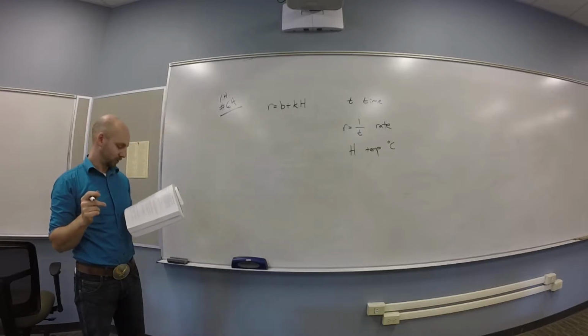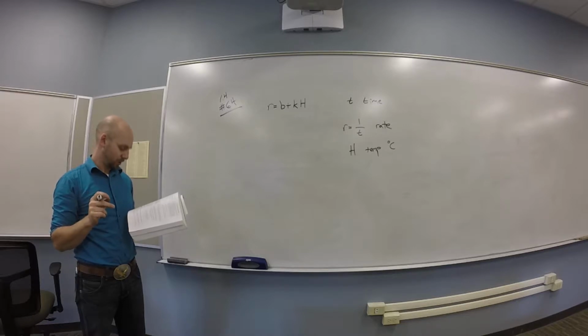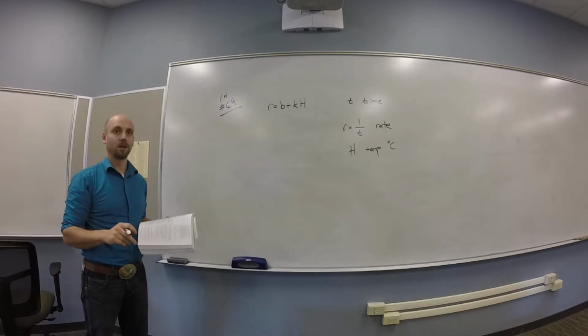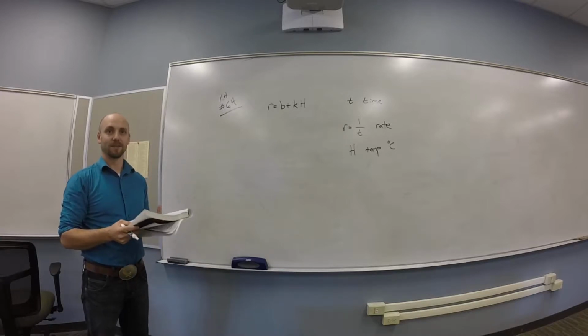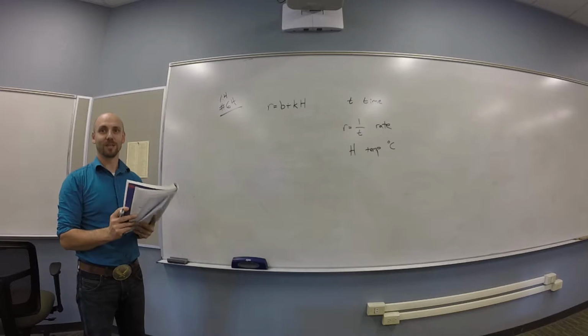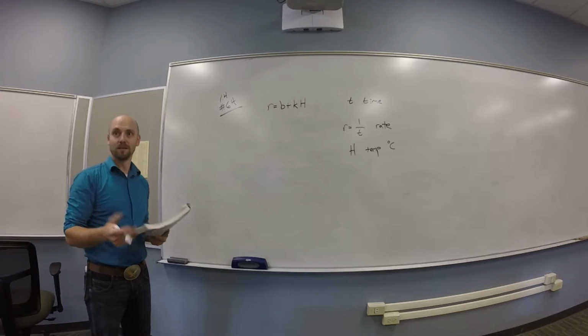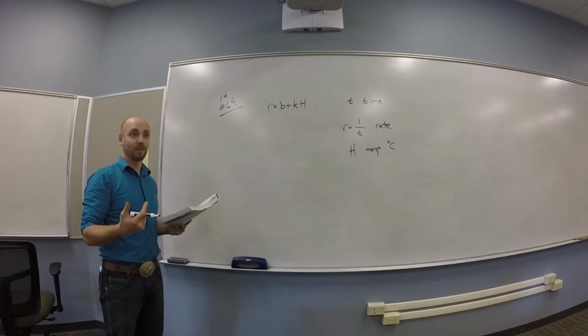According to the degree-day model, R equals B plus KH. What's a degree day? A degree day is a unit that you make when you take a degree and multiply by a day. No, straight up, that's what it is.